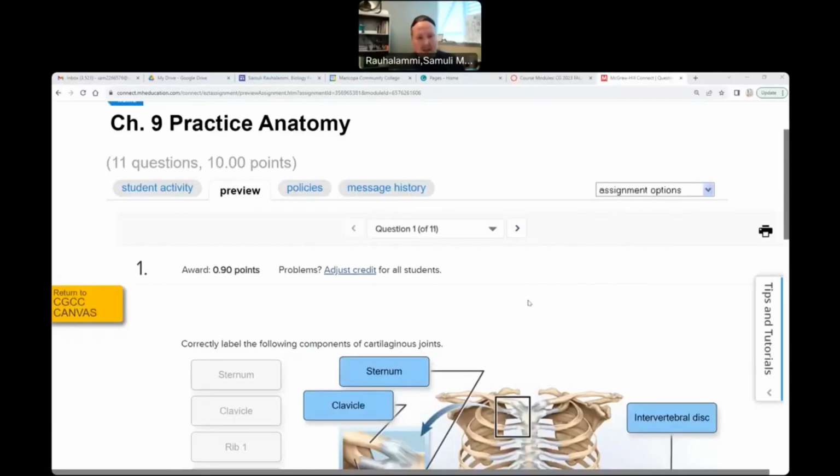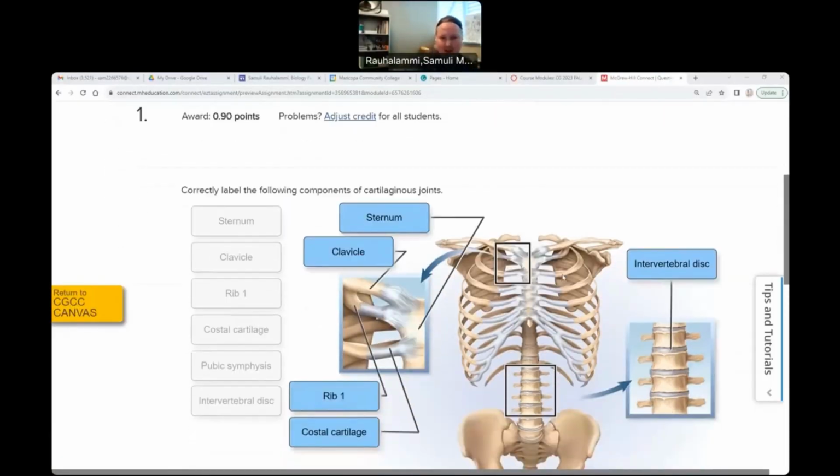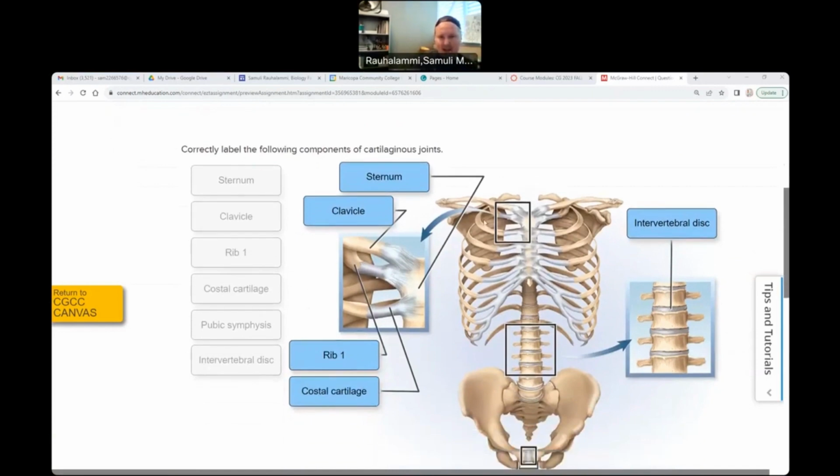We're also going to have a look at the chapter 9 practice anatomy, so you have an idea what to expect there as well. Let me share my screen. And here we're labeling different components of these cartilaginous joints that we're seeing here. So for example, we're seeing this junction between your sternum, the chest bone, and the clavicle coming together.